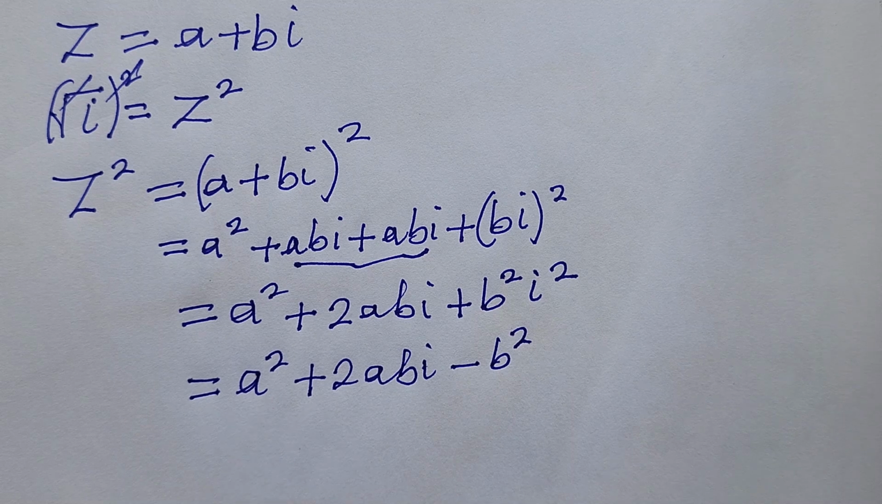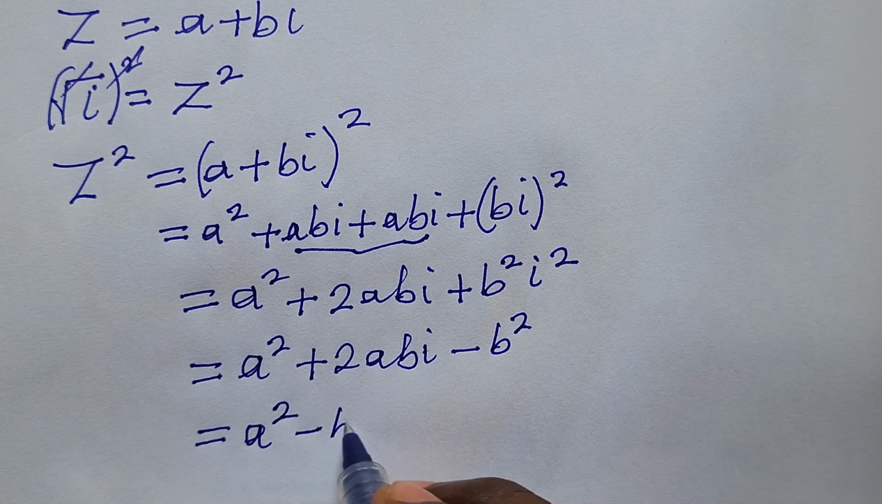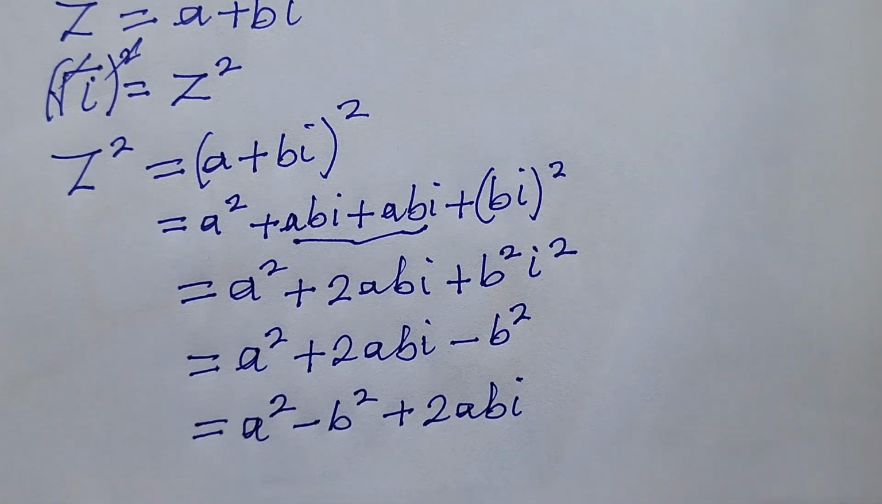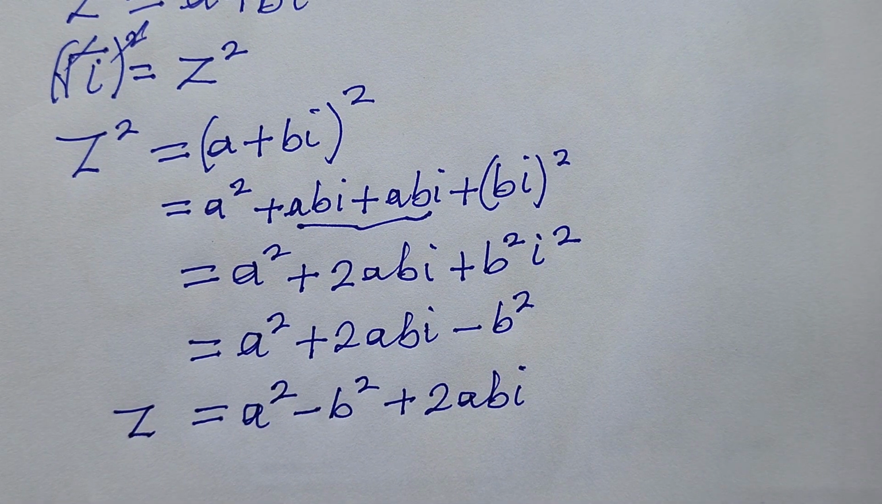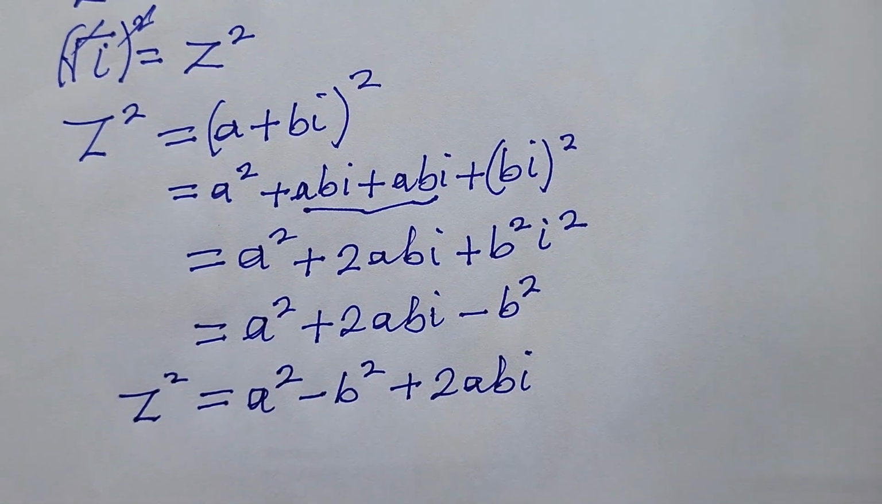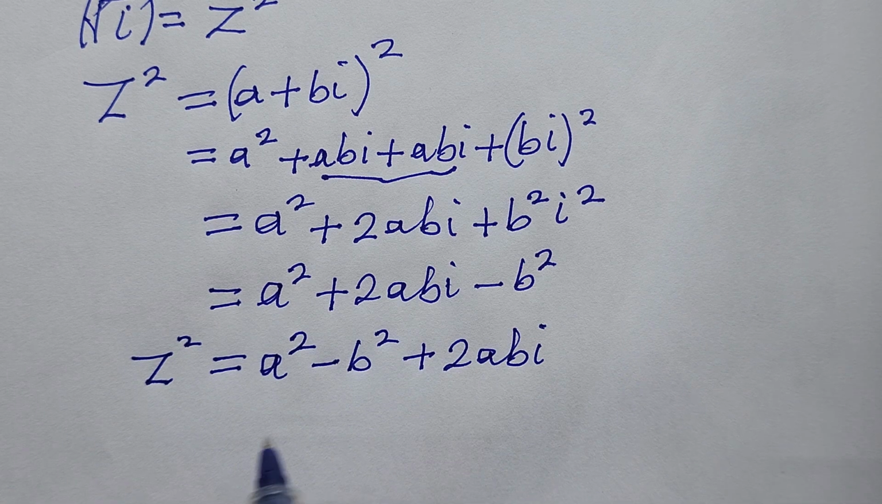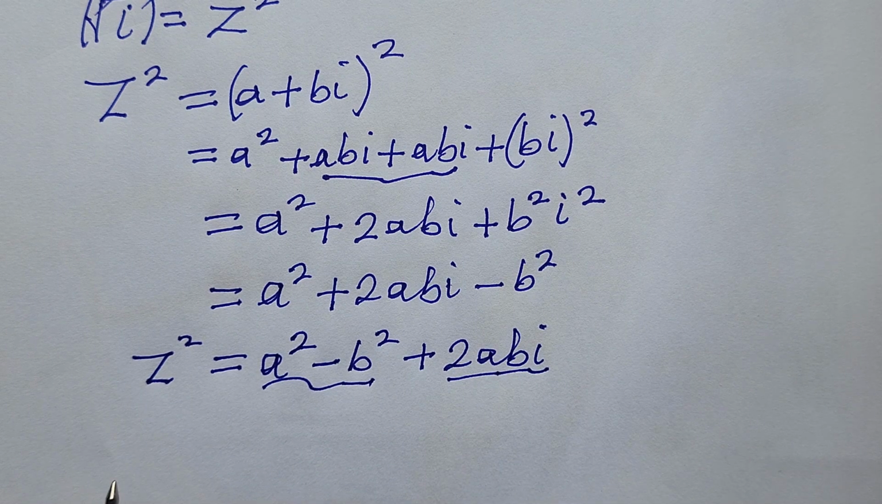We bring this and this together. So this will end up giving us a to the power of 2 minus b to the power of 2 plus 2abi. Okay, remember we have our z squared on this side of the equation, right? So what we do here, we have to compare the imaginary to the imaginary and the real part to the real part. Okay, so we compare this to the real and this to the imaginary.